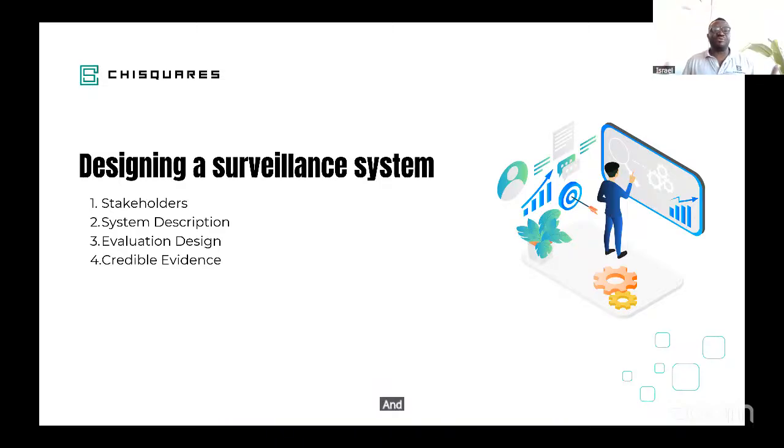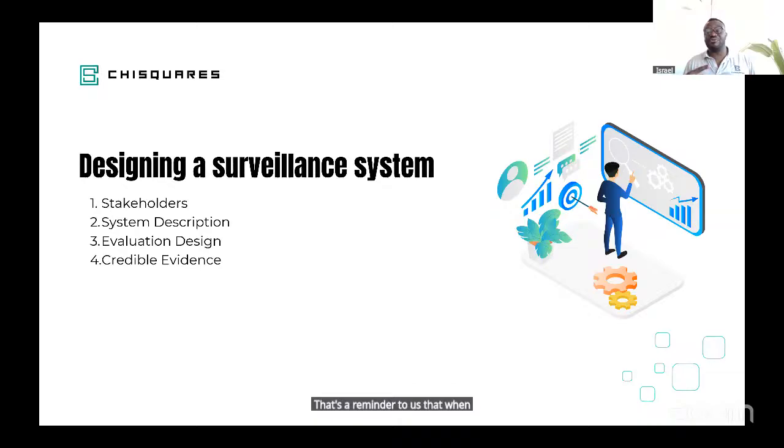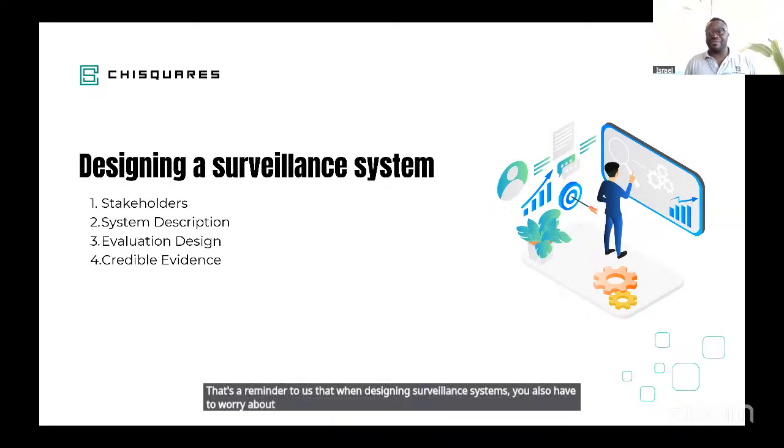I'm sure we're all aware of what's happening in the US now, where we have whole agencies being cut off, and that's the death of the surveillance system. That's a reminder to us that when designing surveillance systems, you also have to worry about stakeholders, right? Very importantly, stakeholders are very important. And it's not just about the science, you have to worry about the politics as well.